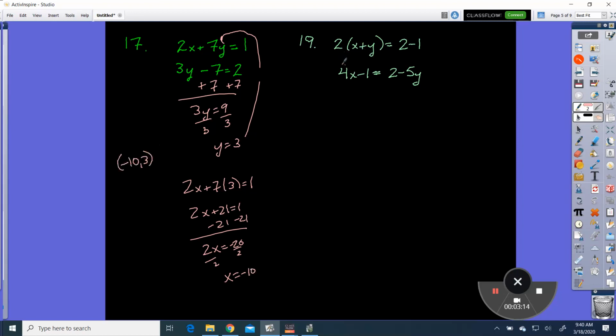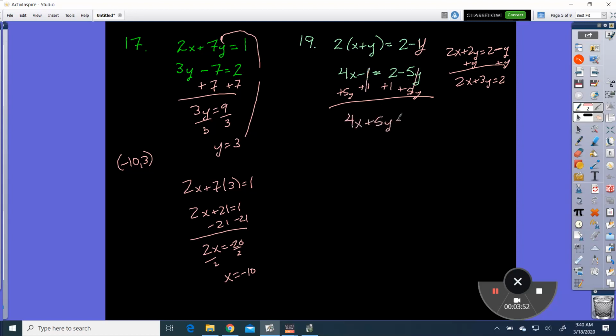On number 19, you are also supposed to use substitution. I'm going to simplify. That's supposed to be a 2 minus y on that. So I'm going to simplify this on the left-hand side a little bit. So I'm going to have 2x plus 2y equals 2 minus y. So I'm going to add a y over to here. So I now have 2x plus 3y equals 2. And I'm going to do the same thing on this one. I'm going to add 1 and add 5y. So that's gone and that's gone. So now I have 4x plus 5y equals 3.